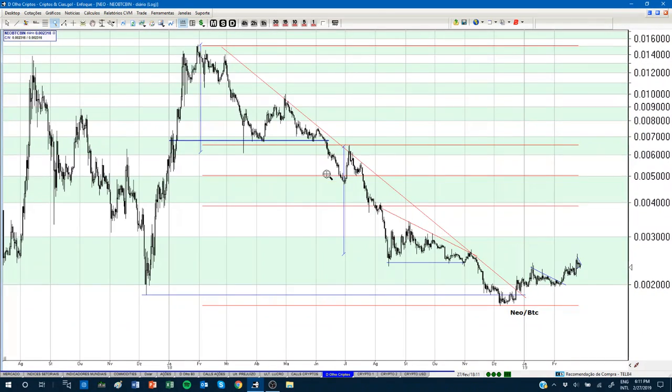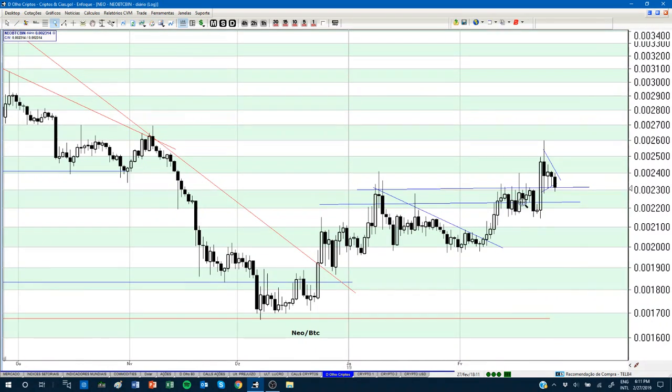NEO, well, NEO broke a very important resistance line, accumulated, and it's apparently escaping this accumulation. We have a support line here, around here, that, well, it was a resistance line, or maybe here. Let's zoom this up. So this seems to be an upward flag that is forming right above this resistance area here, and that's very bullish.